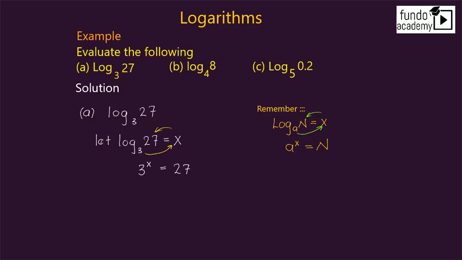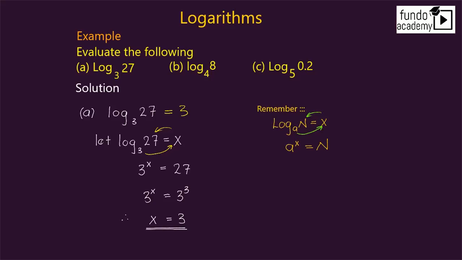Now this is an equation that we can solve for x. To solve this equation we can express both sides of the equation to have a common base. We know that 27 can be expressed with base 3 because 27 is 3 to the power of 3. Since the bases are the same, the powers also will be the same. So therefore x is equal to 3. That's our solution. The logarithm to the base 3 of 27 gives us 3.